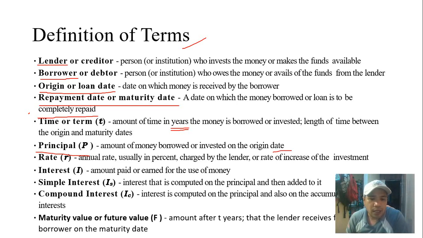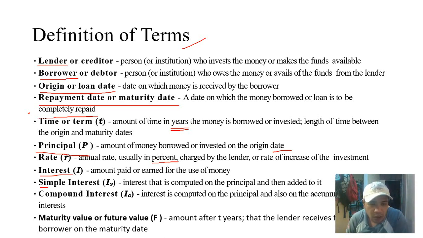Rate or annual rate, usually in percent. Percent is a fraction of 100, something like that, charged by the lender or the rate of increase of the investment. Interest, amount paid or earned for the use of money. So, for example, you borrowed 10,000 and in return, the maturity value became 11,000. Ibig sabihin, you have 1,000 as an interest.